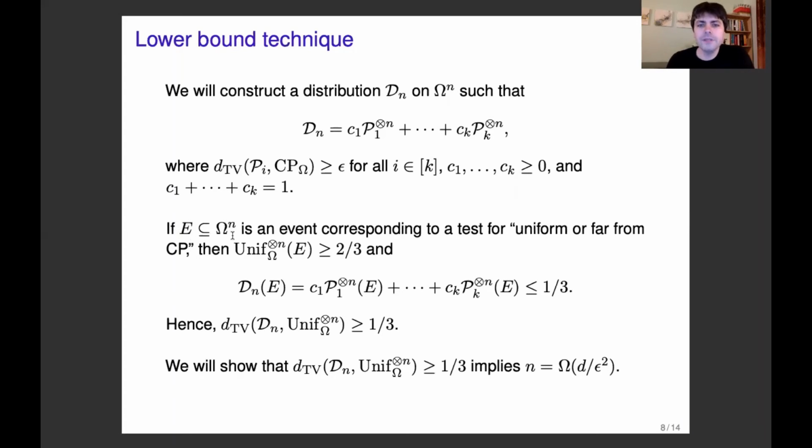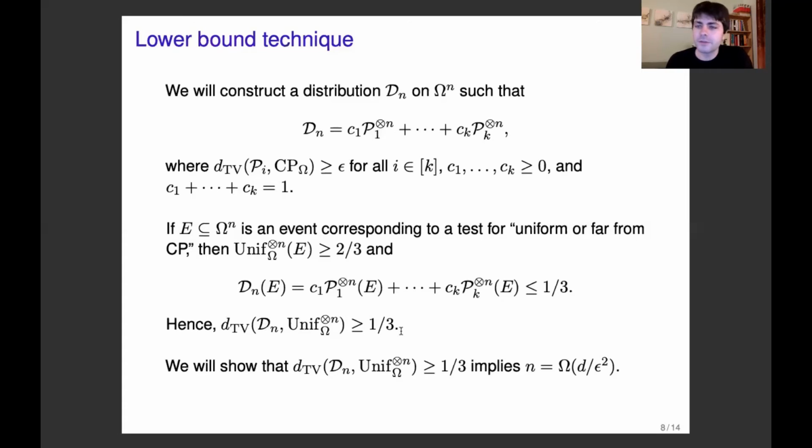Then, if E is an event corresponding to a test for uniform or far from completely positive, then we know that its probability under the uniform distribution over the n samples is at least 2/3. And the probability of E under D_n will be at most 1/3, because all the probabilities P_1 to P_k are epsilon far from CP. Hence, we will obtain that the total variation distance between D_n and the uniform distribution is at least 1/3.